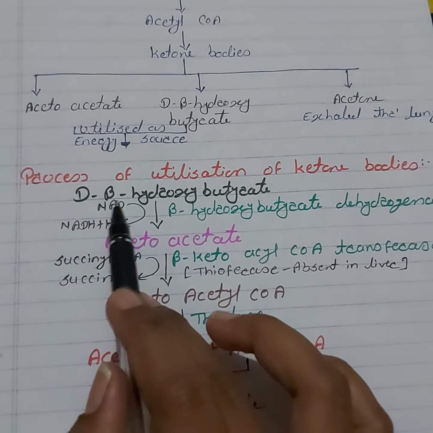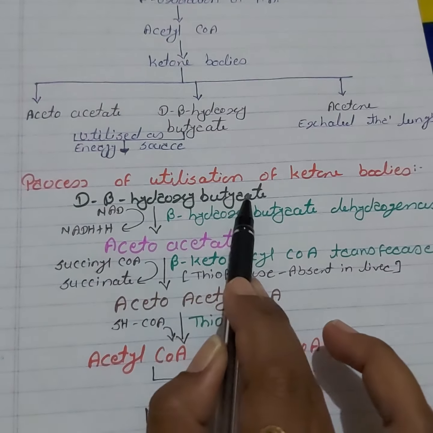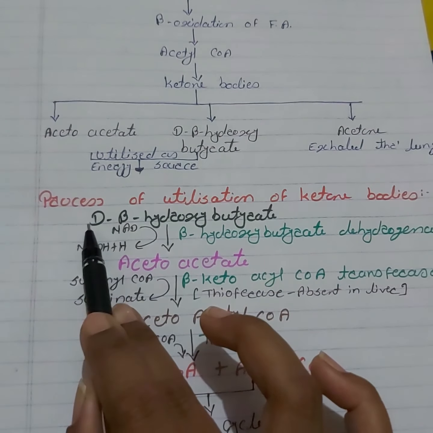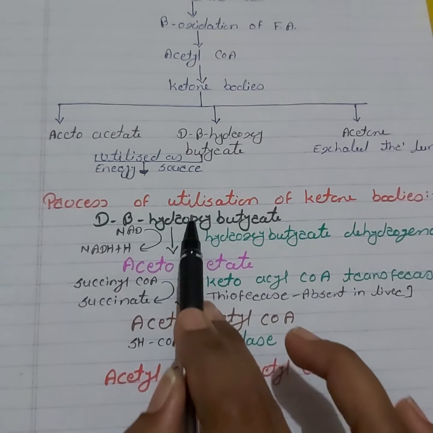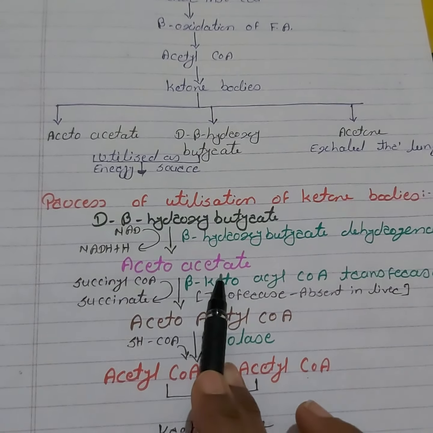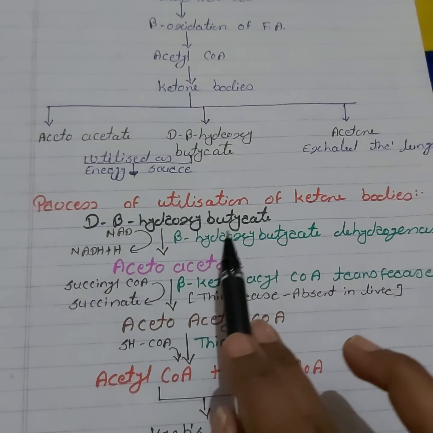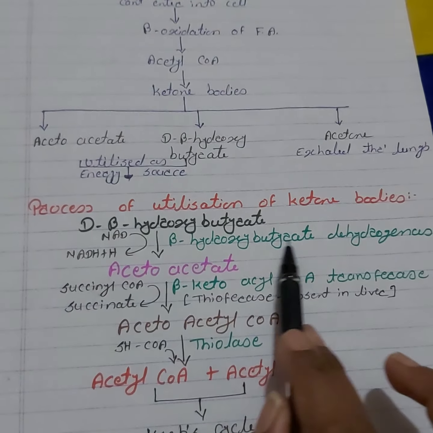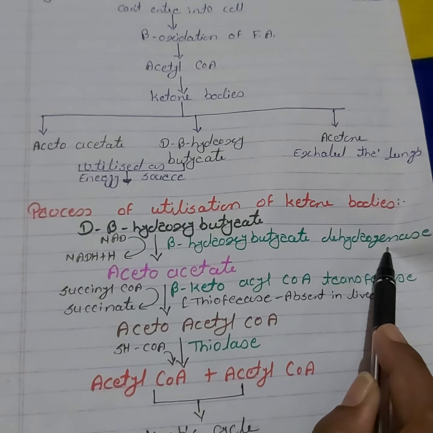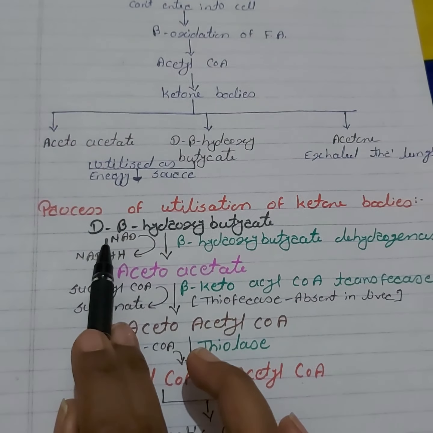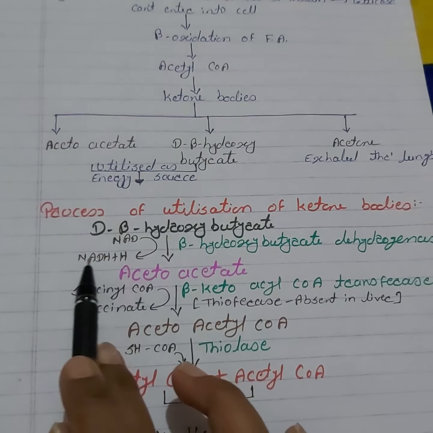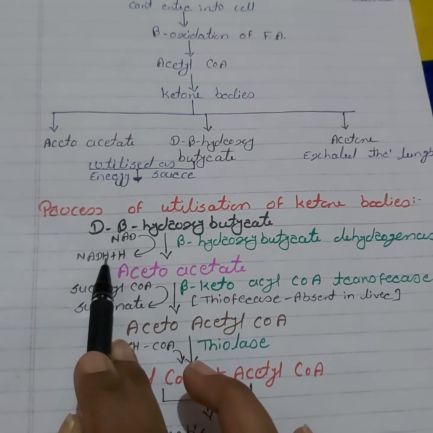This process will start from the D-beta hydroxybutyrate molecule. From D-beta hydroxybutyrate, it will get converted into acetoacetate. This reaction is catalyzed by beta hydroxybutyrate dehydrogenase. During this reaction, a molecule of NAD will get reduced into NADH plus H plus.